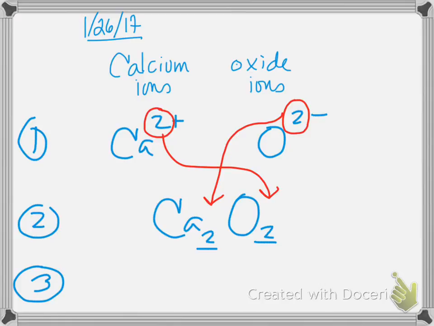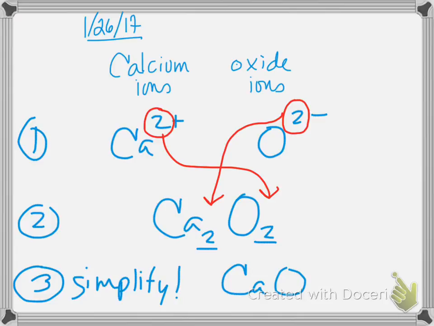Our third step is to simplify where possible. So what does this become if we simplify that? What's the lowest common? Yeah, it's 1 to 1. So this is just written as CaO. You have to simplify. So it's really a 3-step process to write a formula. That's pretty easy. Do you want to do one more together?